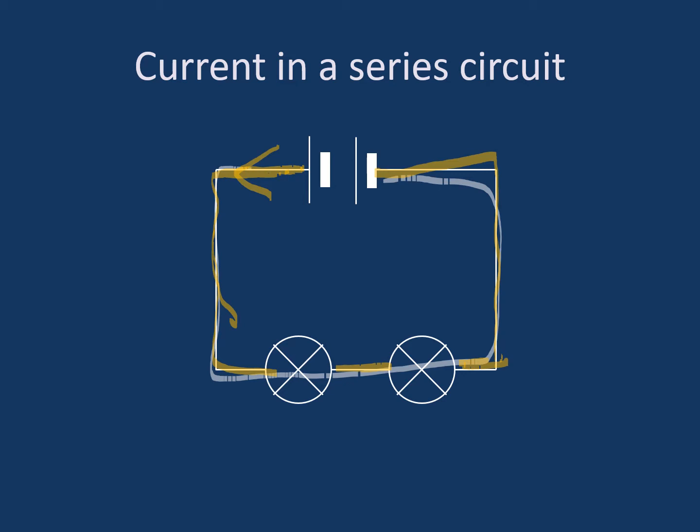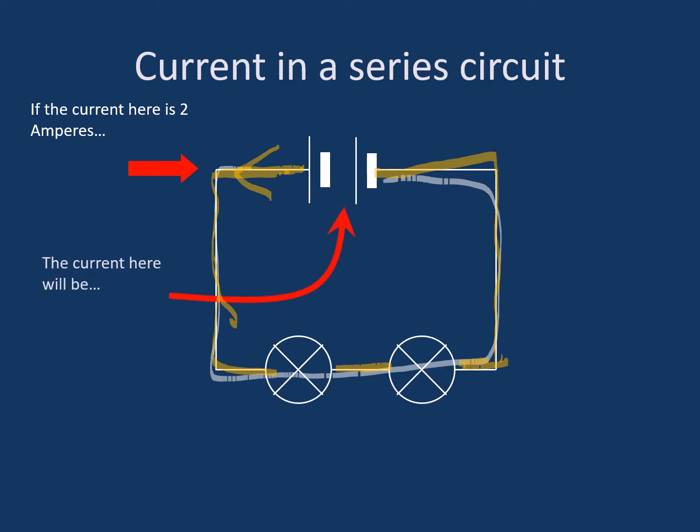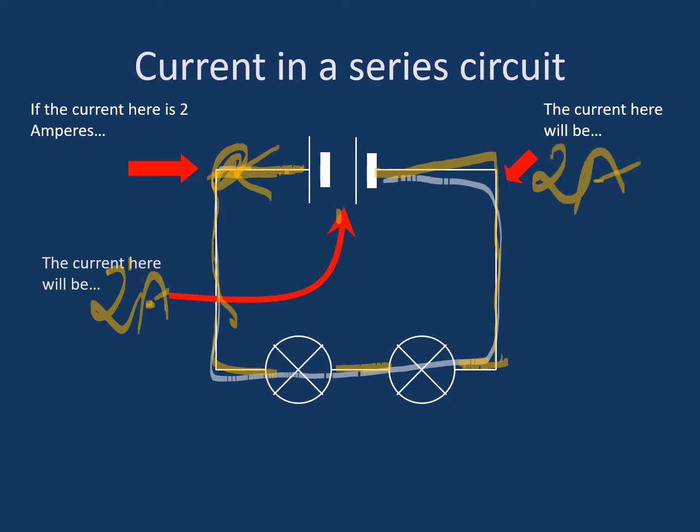Anywhere you check, the current is going to be the same because there is no other path for the current to flow. So if the current here is 2 amps, wherever I keep an ammeter in the circuit and check, the current should be 2 amps. It means the current coming out from the cell, or the current going back to the cell, is 2 amps. Here also it's going to be 2 amps.